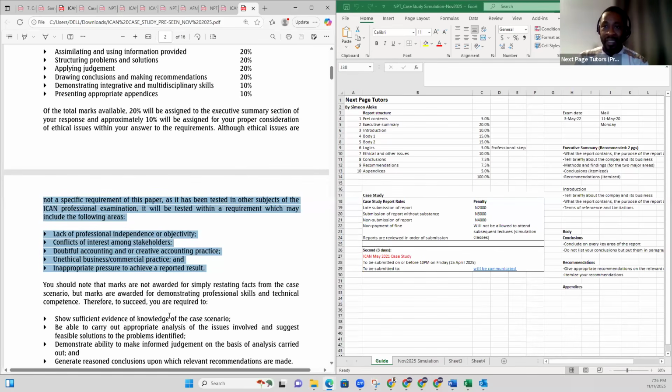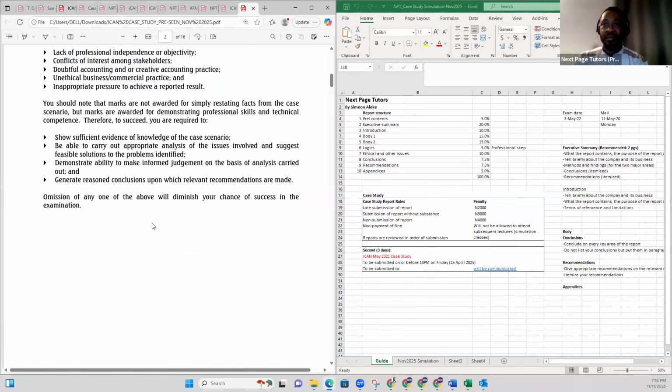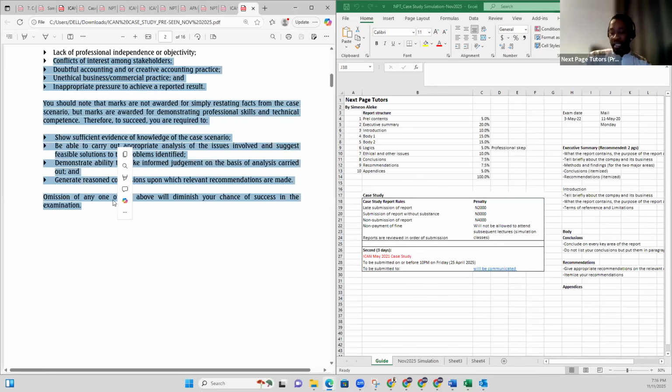Okay. And at the end of the day, they gave you some warnings that you need to be able to show evidence that you are knowledgeable in all the things we've been walking you through in ICAN throughout your ICAN journey. And omitting any of the critical area can easily lead to failure in case study.